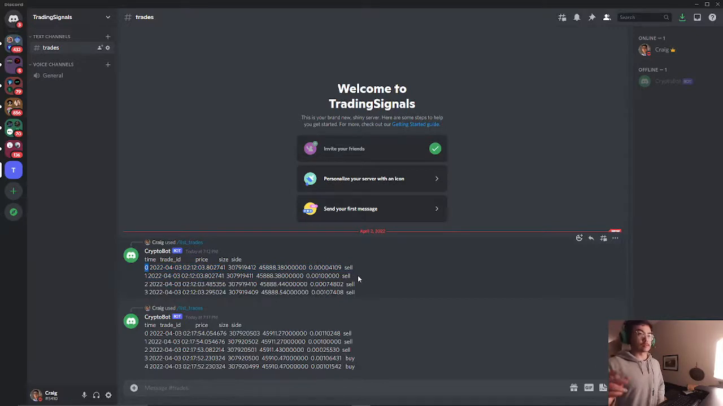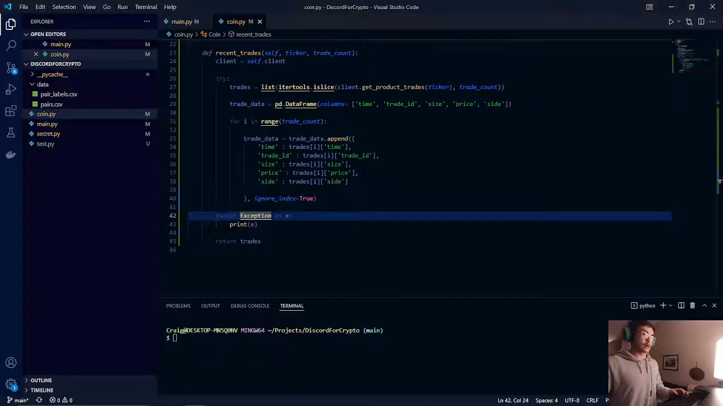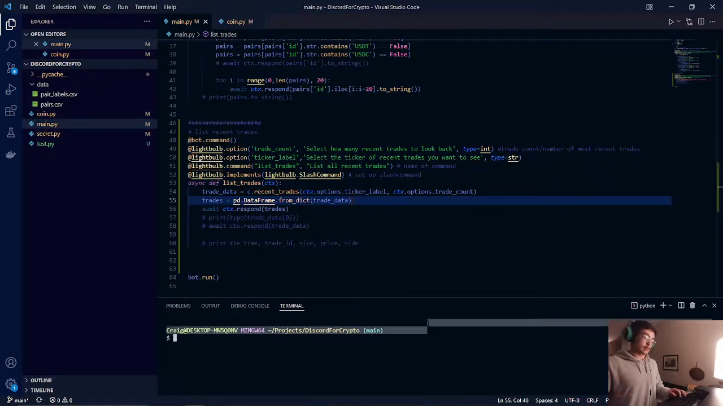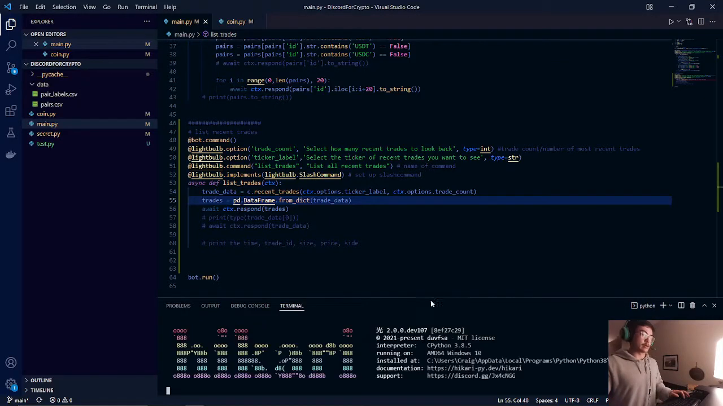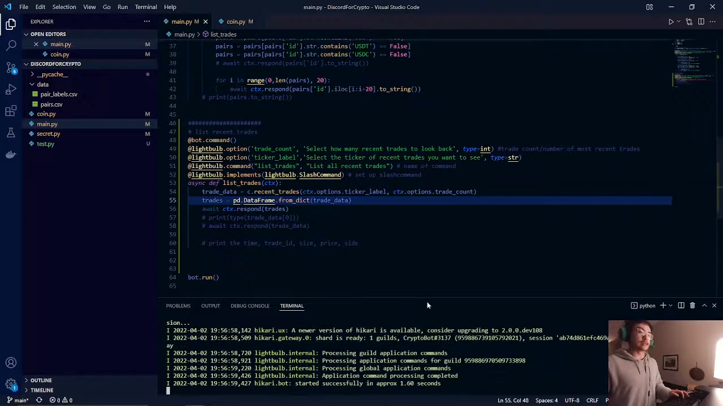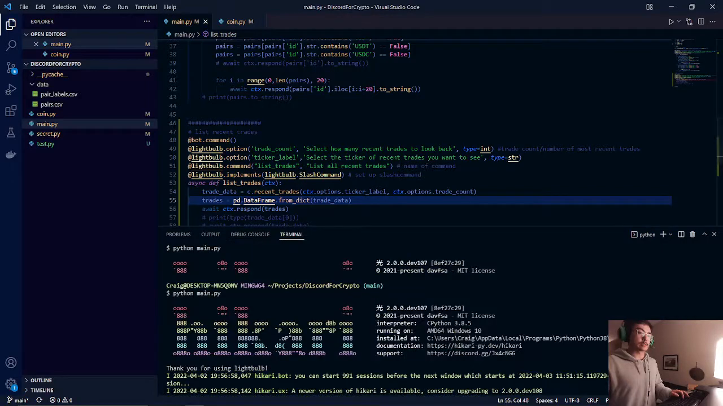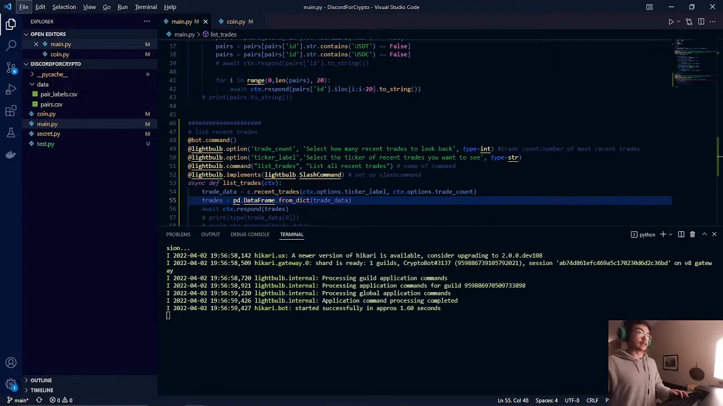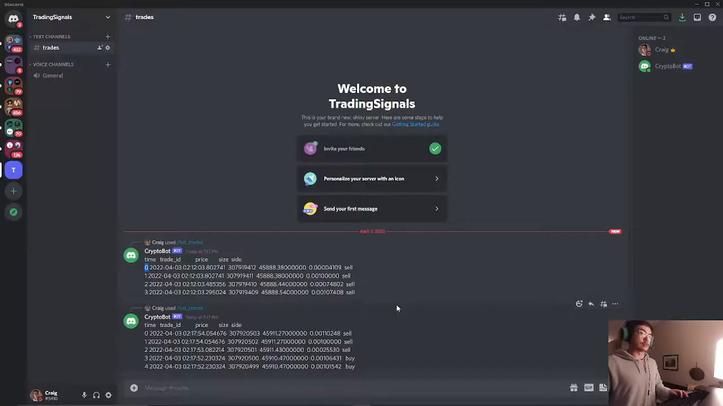Now that that being said, our bot doesn't seem to be running, so let's go back to our code and we will run our bot. So go back to our main. We'll do python main.py. As you can see, if you get a basic message like this, that means that the bot is running. Now that that is done, we'll go back to our Discord server, and as you can see, our bot is working.